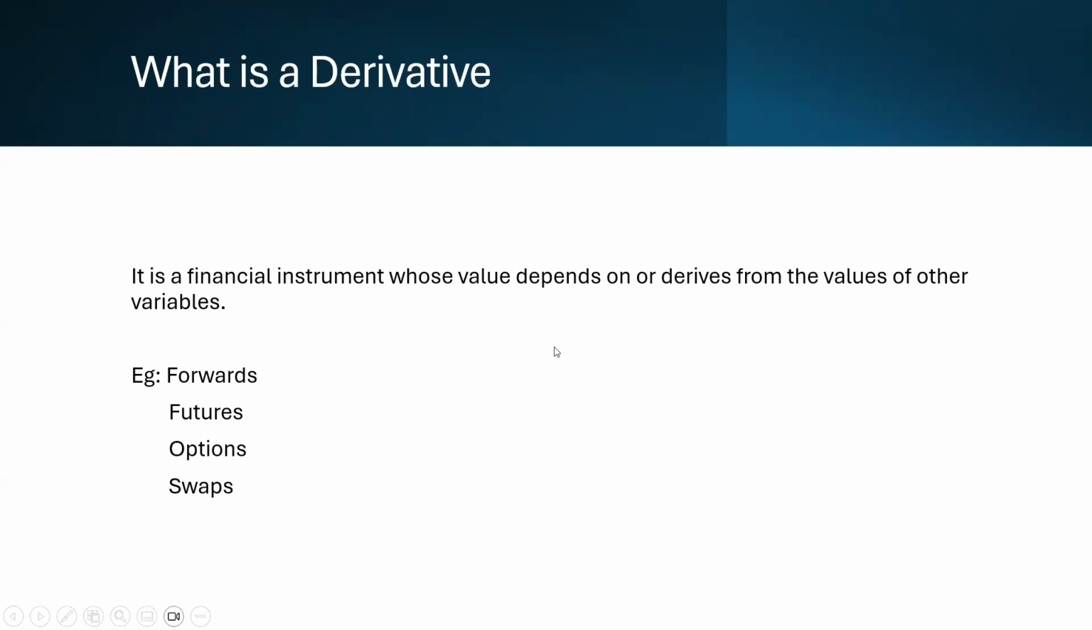So what is a derivative? It is a financial instrument where the value of it depends on or derives from the value of another variable. So in a derivative, the value of the derivative or the financial instrument will be decided based on the value of another variable. So what are the examples for derivatives? Forwards, futures, options, and swaps. We will be discussing each of these derivatives in detail in the later slides.